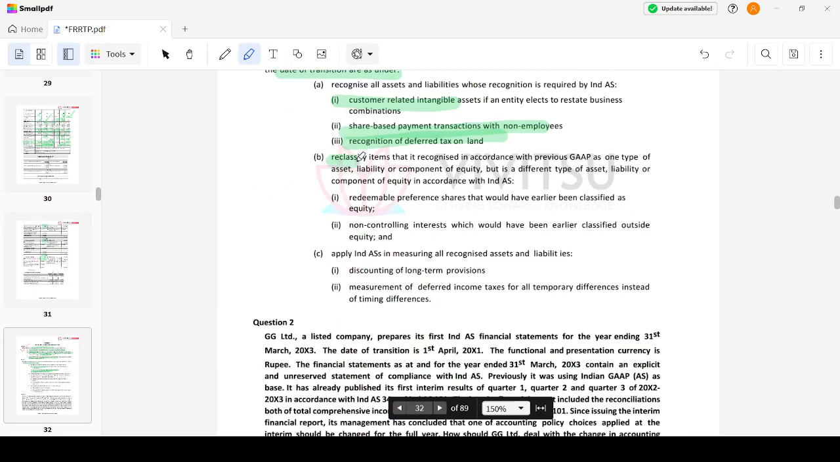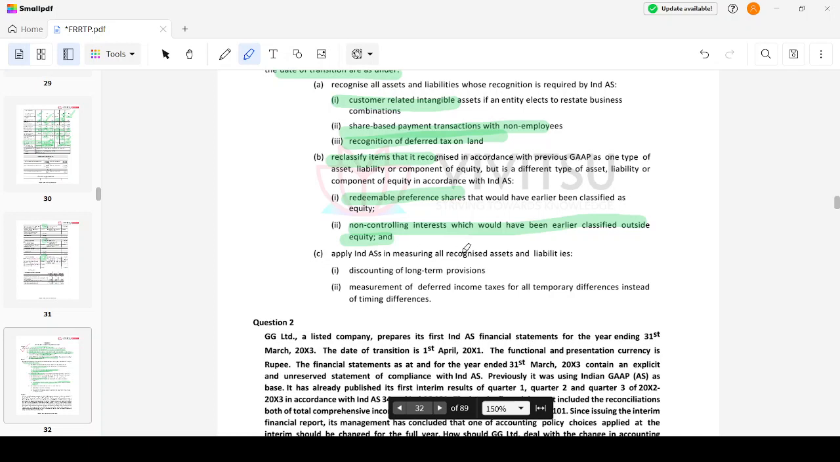Reclassify the items. What are the things to be reclassified? Redeemable preference shares we have been classifying as equity earlier. Now it has to be classified as liability. We would say the preference share capital is forming part of equity. Now it is not. It is forming part of liability if it is redeemable. Non-controlling interest, which was earlier classified outside equity, is now forming part of equity. I have to show it as non-controlling interest, a separate line item.